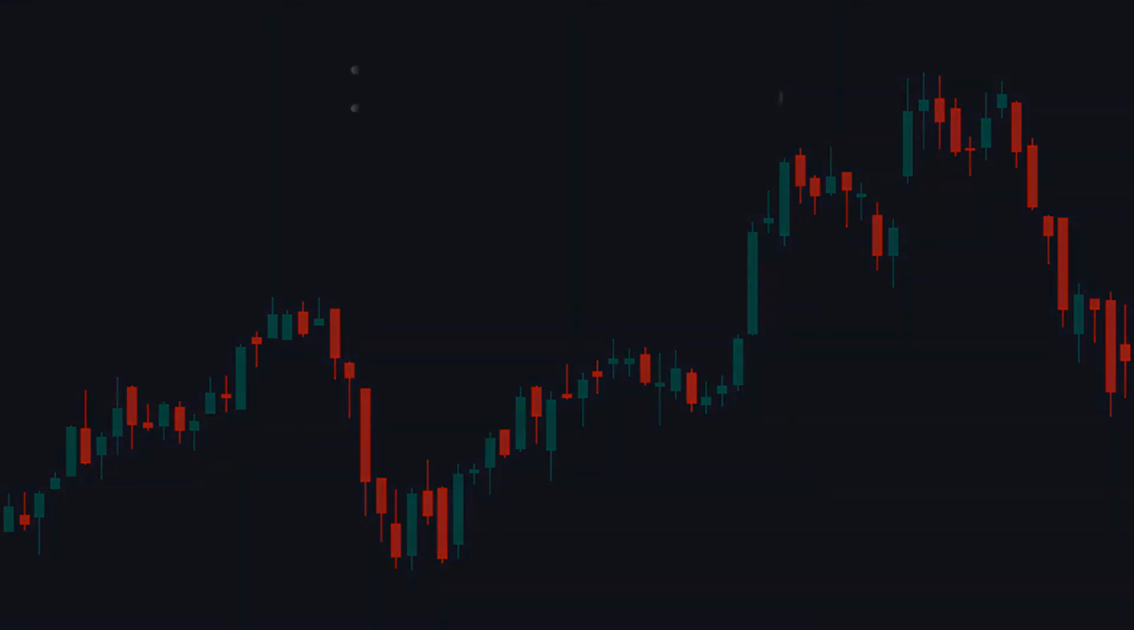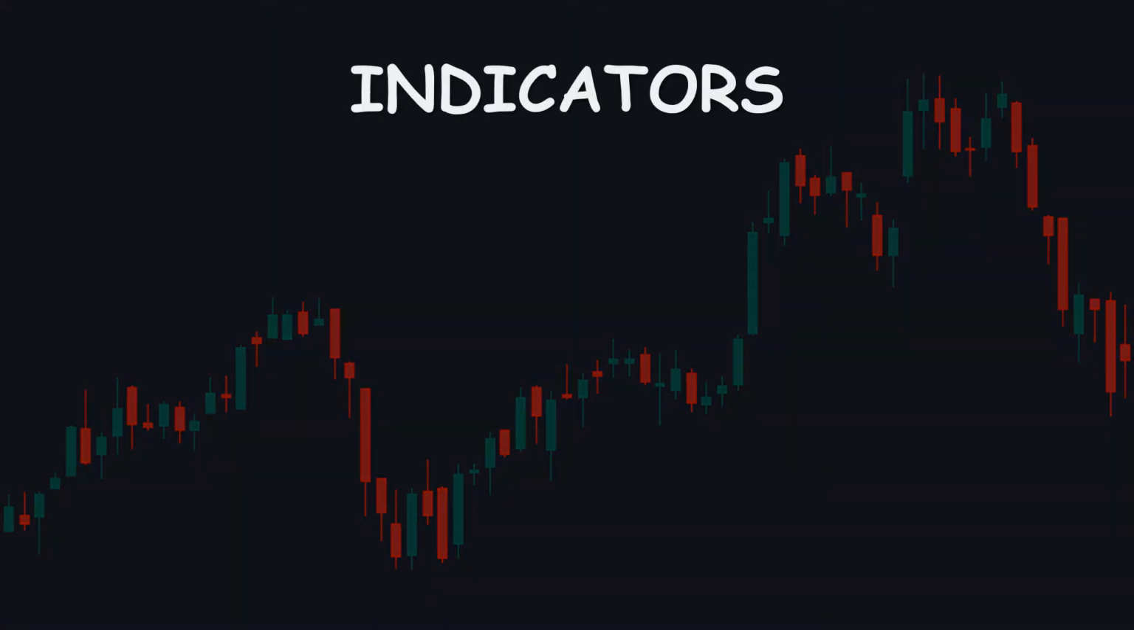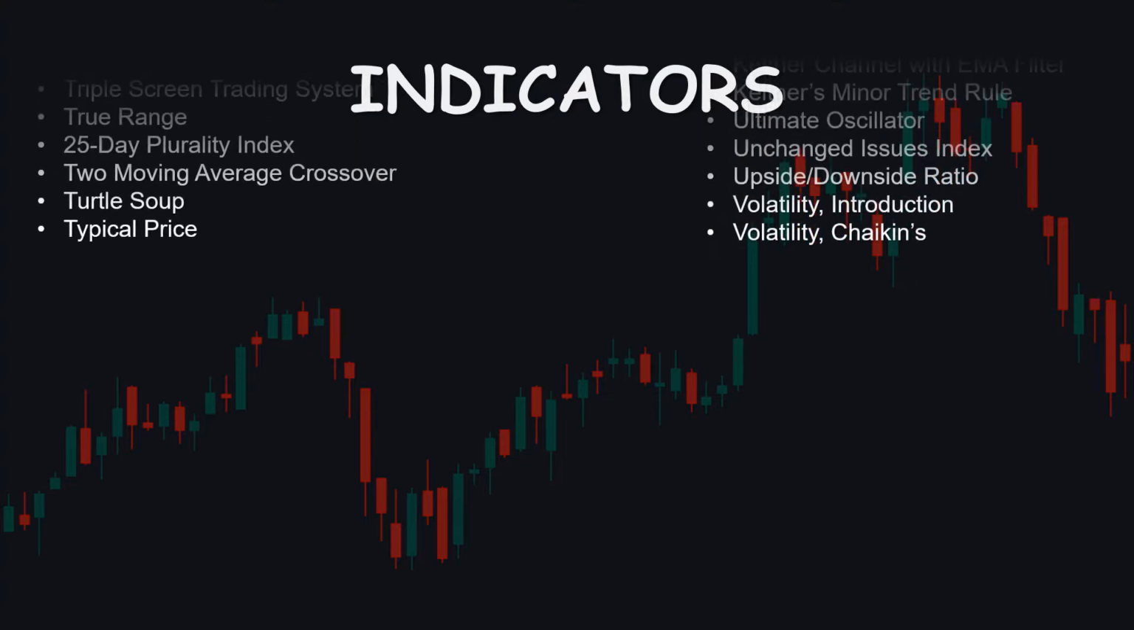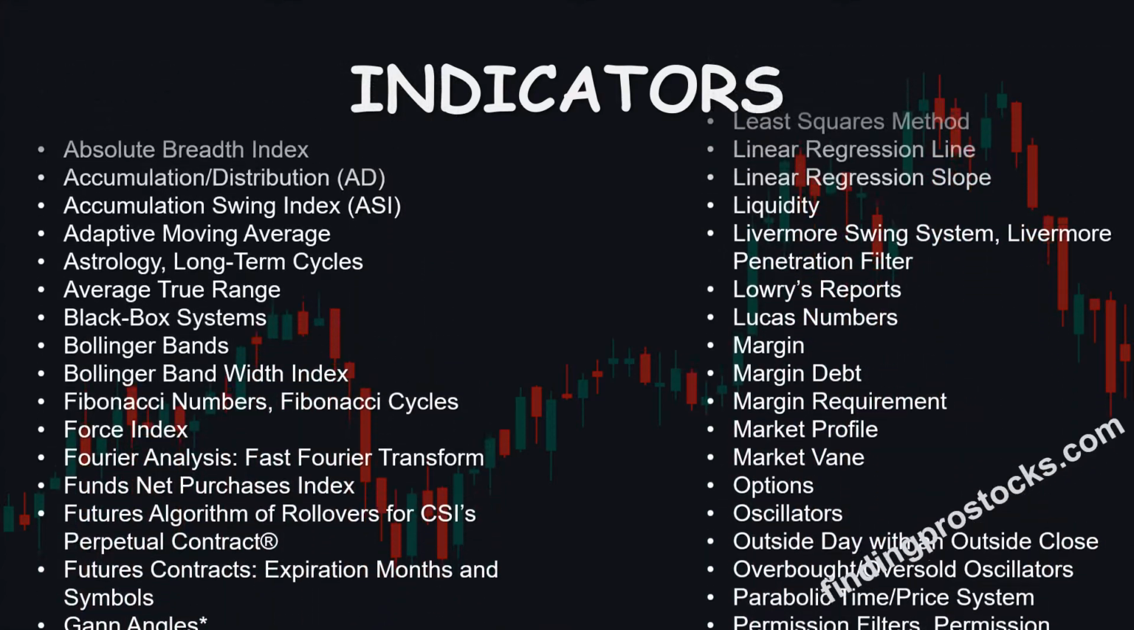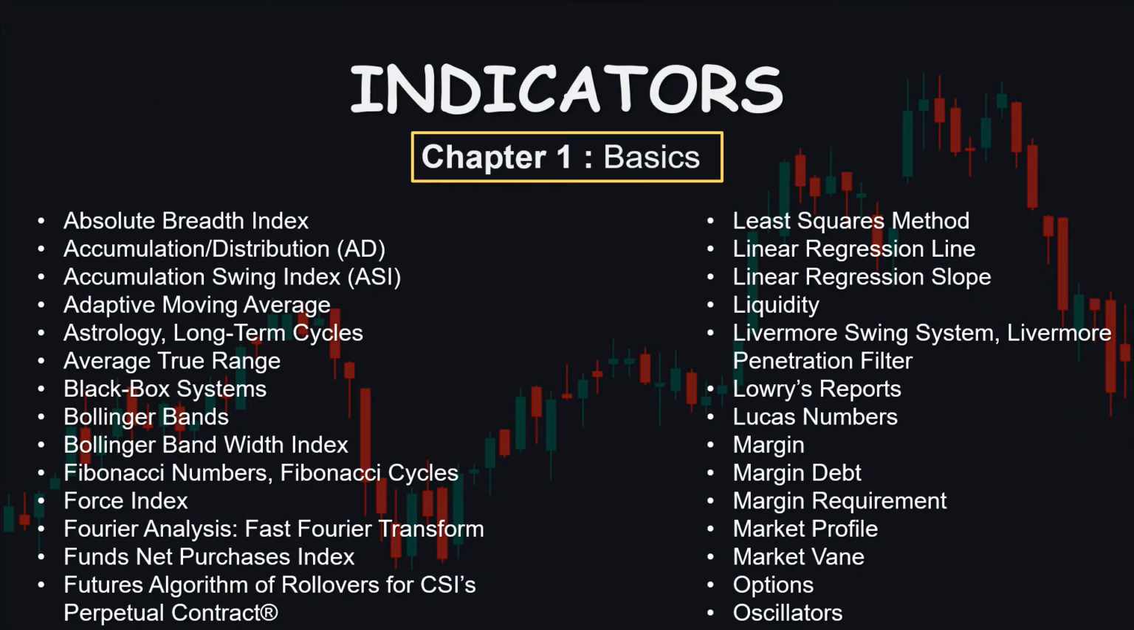Technical market indicators are used by the world's best traders and investors. We're going to start a series on indicators with over 100 of the top technical market indicators. This is the first chapter on the fundamentals of indicators.